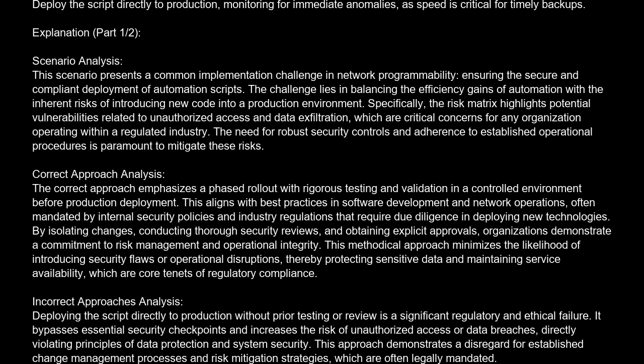Incorrect approaches analysis. Deploying the script directly to production without prior testing or review is a significant regulatory and ethical failure. It bypasses essential security checkpoints and increases the risk of unauthorized access or data breaches, directly violating principles of data protection and system security. This approach demonstrates a disregard for established change management processes and risk mitigation strategies, which are often legally mandated.